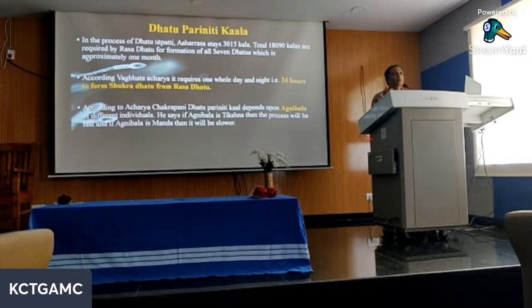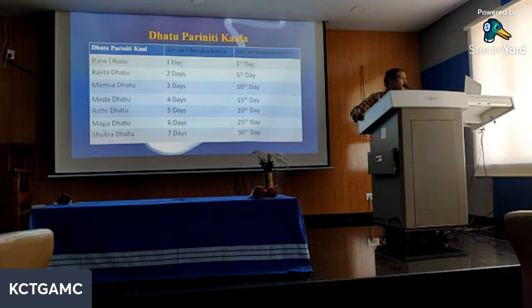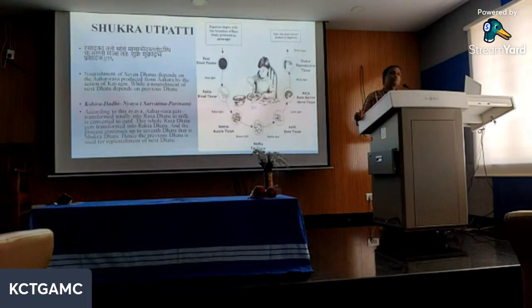If you give Vajikarana drug in 1 day, in 7 days, or 30 days, 62 days or 75 days. And one more physiological article was telling that 90 days is required for Shukra Pariniti Kala. Accordingly, our andrological studies are designed. So Shukra Pariniti Kala: Rasadhatu 1 day, Raktadhatu 2 days, according to Sushruta 5 days, Mamsadhatu 3 days or 10th day, Medhadhatu 4 days or 15th day, Majjadhatu 6 days or 25th day, and Shukradhatu 7 days or 30th day. Like this, Shukra Pariniti transformation takes one month.